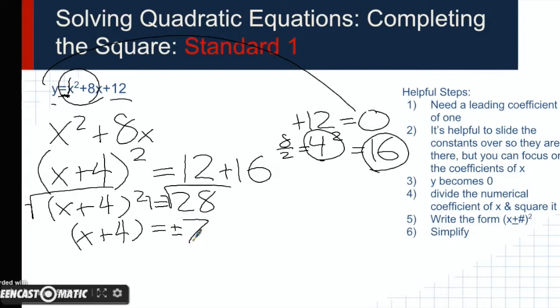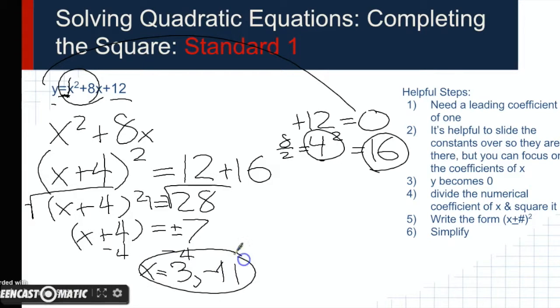Now you want to subtract 4 from both sides, and you have to subtract 4 from both the positive and negative root. So positive root minus 4 gives you x equals a positive 3. Now if you subtract 4 from the negative root, it gives you a negative 11. So those are your solutions.